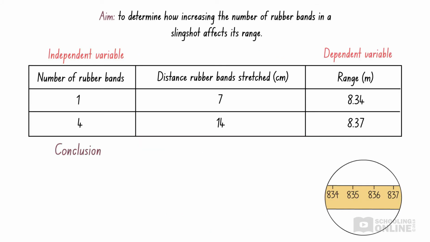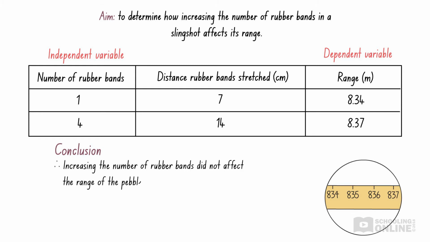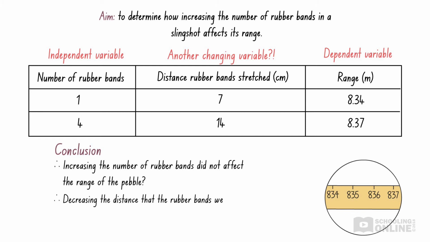When Anna interprets the results, she could say that adding more rubber bands to the slingshot did not affect the range of the pebble. However, she cannot be certain about this conclusion, since she has another changing variable. She could say that decreasing the distance that the rubber bands stretched does not affect the range of the pebble. Neither of these conclusions make sense. So, what happened?